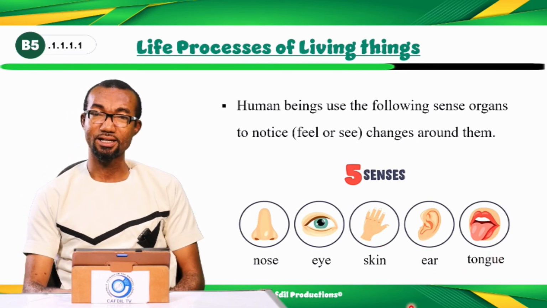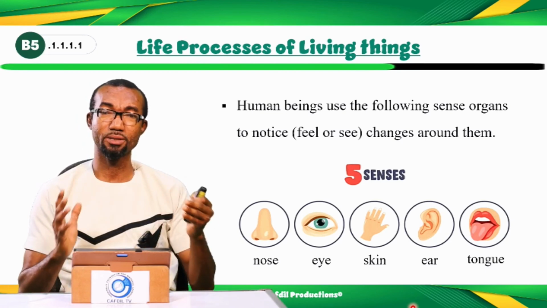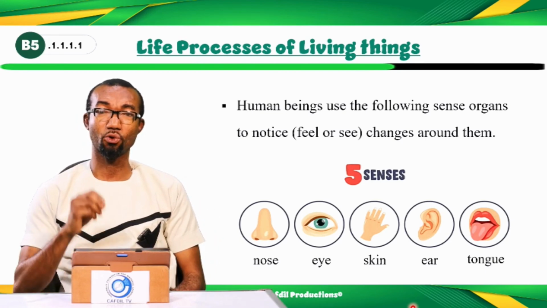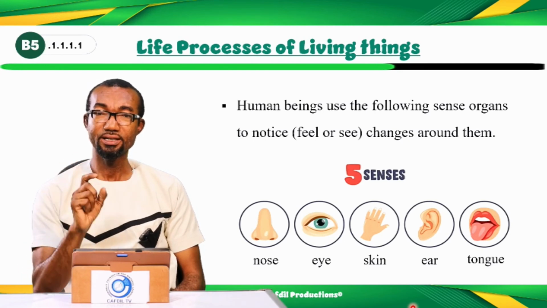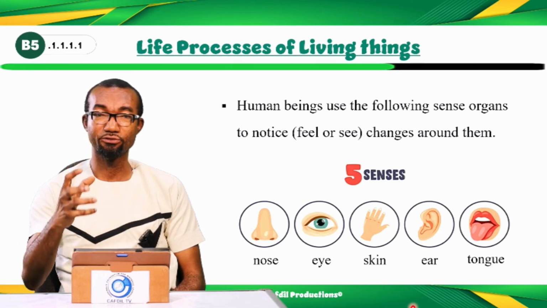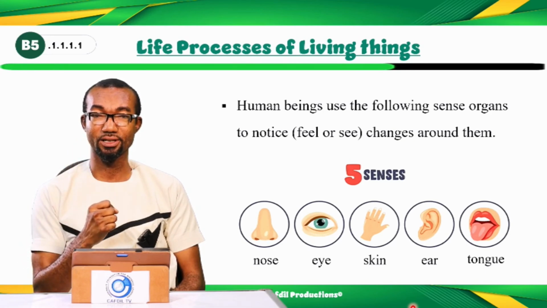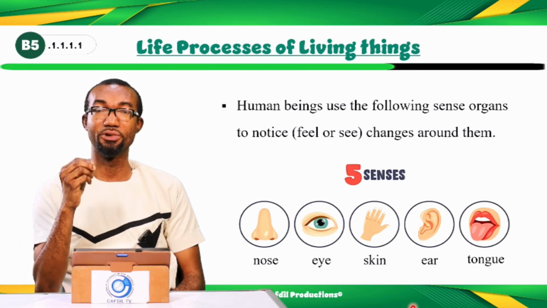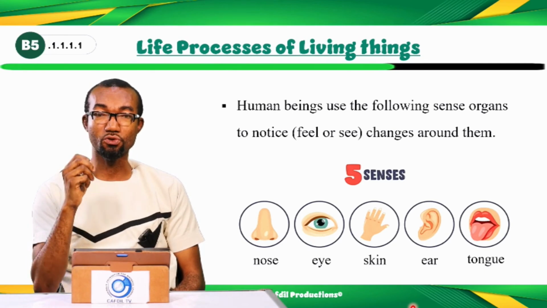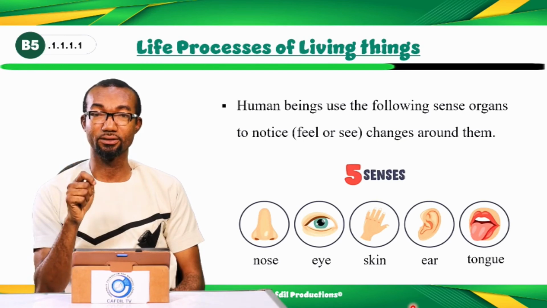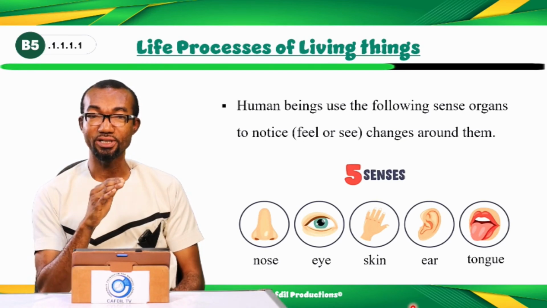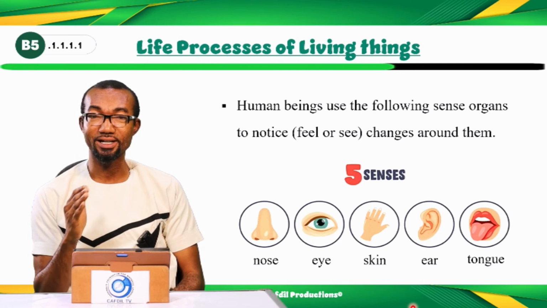What are these sense organs for? We have so many parts of the body, but we call 5 of them sense organs. These sense organs pick information from the environment and then they feed it to our brain. So when you go to school, you use these 5 sense organs to learn. Without these 5 sense organs, you cannot learn at school.